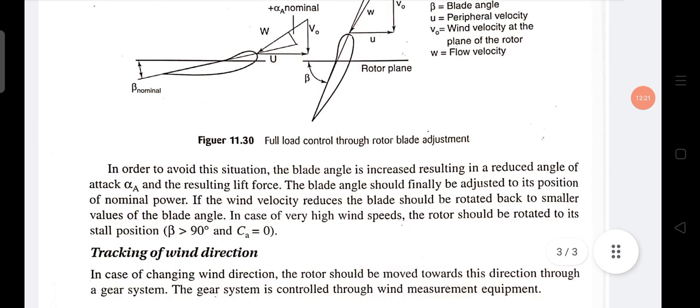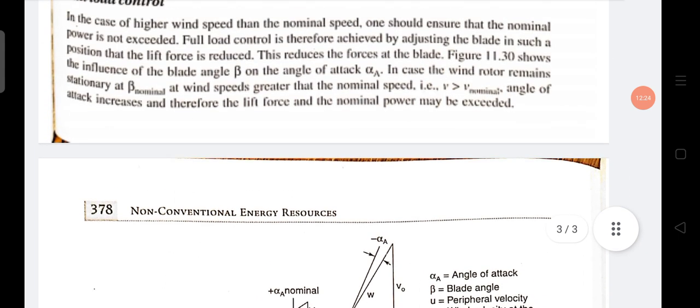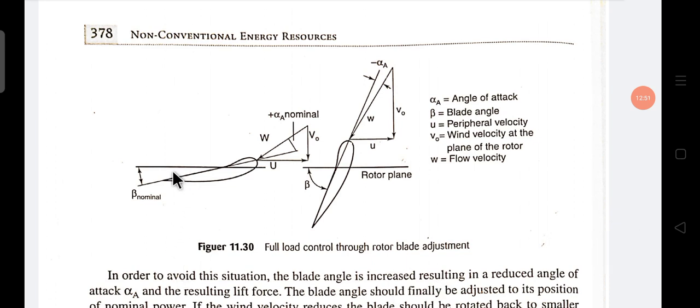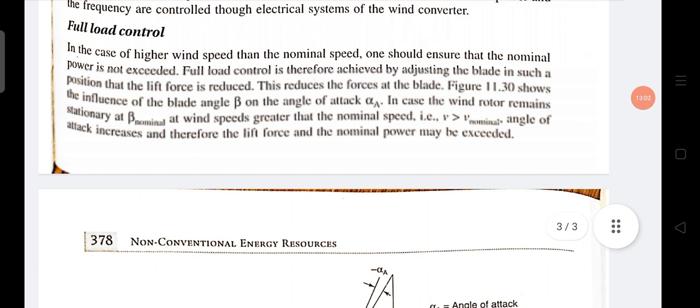Now full load condition, okay, in the case of higher wind speed than the normal speed, one should ensure that the normal power is not exceeded, okay. Full load condition is therefore achieved by adjusting the blade in such a position that the lift force is reduced. This reduction of the force at the blade, figure 30 points, you see a 30, this is the nominal angle, okay, and this is the beta angle, okay, for full load, okay. Now by reducing this angle in full load condition, it is achieved by adjusting the blade angle in such a way that the lift force is reduced, okay.